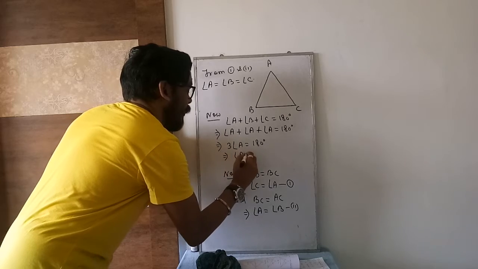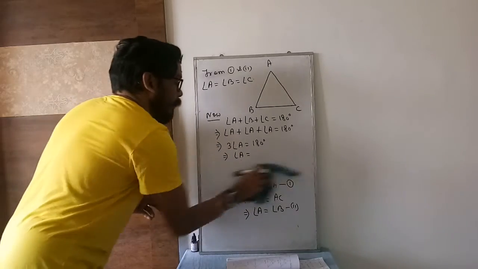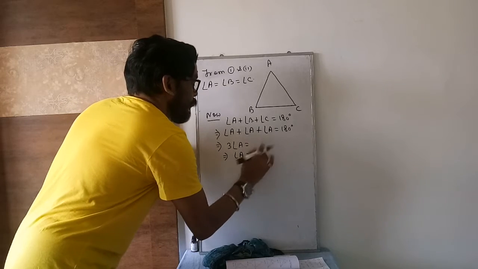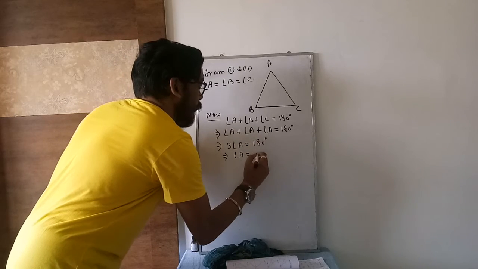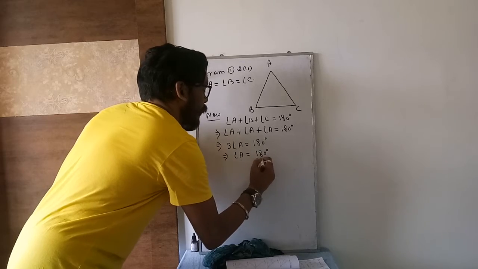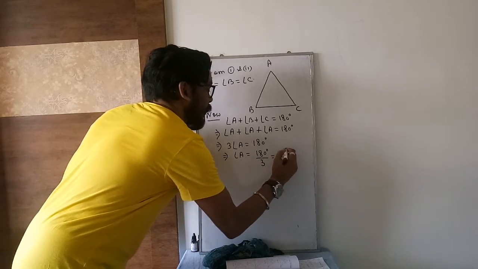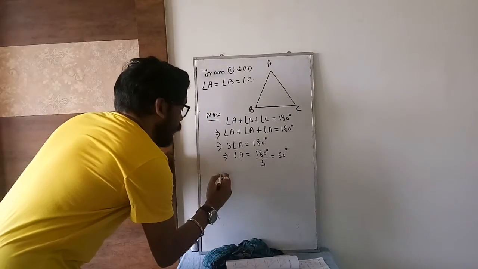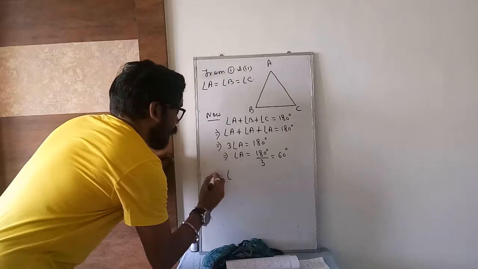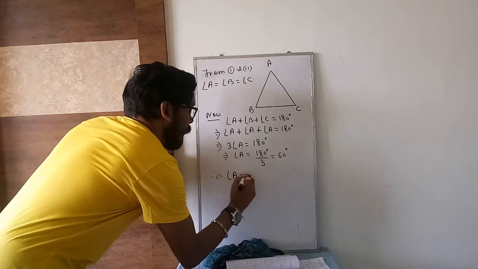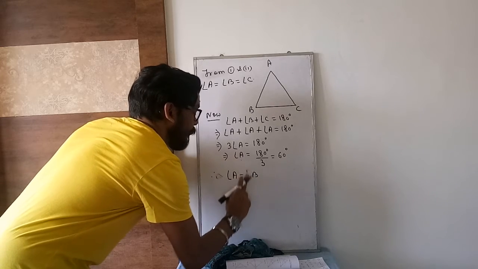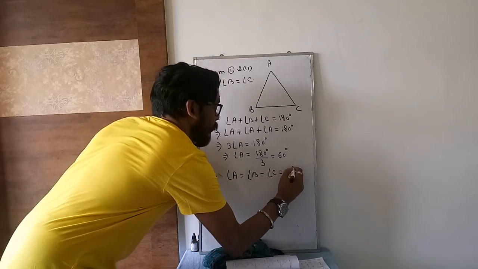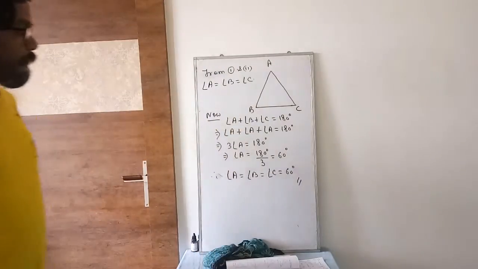So angle A equal to, I'll rub the lower part now. Angle A equal to 180 degree by 3, it is 60 degree. So angle A 60 degree means B and C also 60. So at last you can write, therefore angle A equal to angle B equal to angle C equal to 60 degree. Take the screenshot.